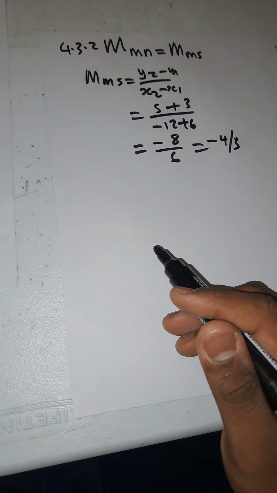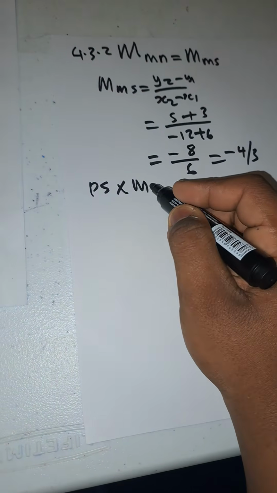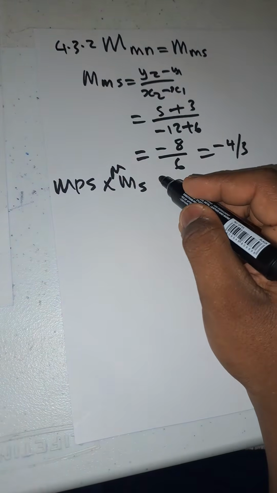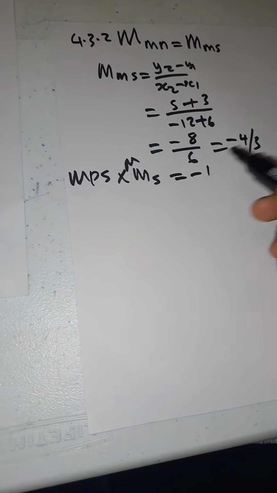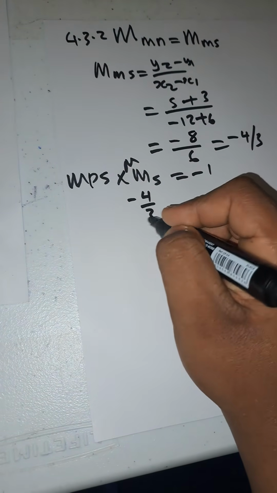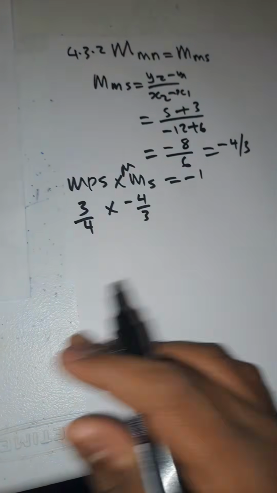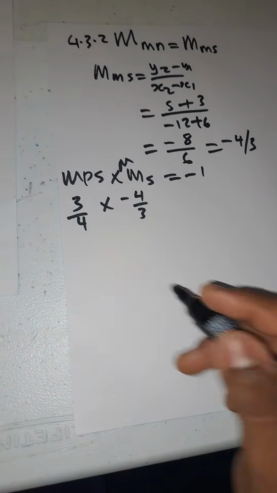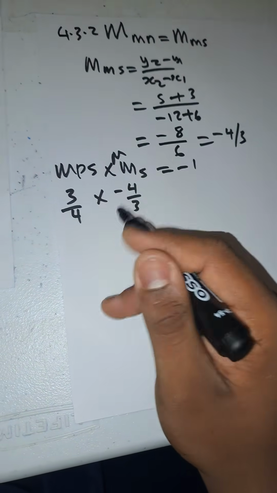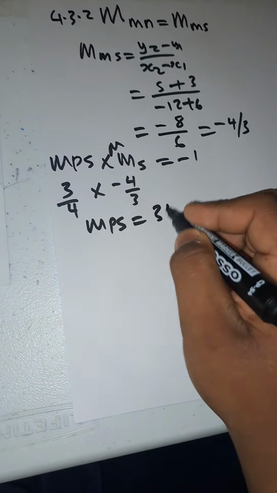So for you to calculate the gradient of PS, remember the gradient of PS and the gradient of MS, when you multiply, give negative 1. So since my MS is minus 4 over 3, it simply means my PS is 3 over 4. You're going to reciprocate, right? So the gradient of PS is equal to 3 over 4.